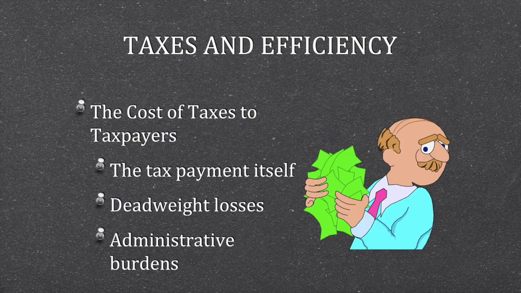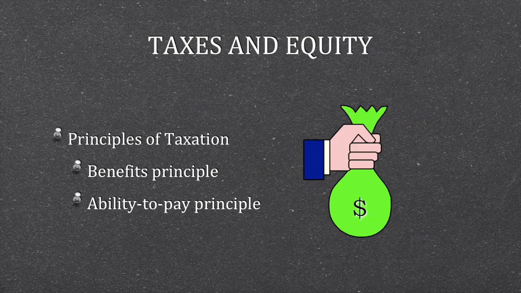Taxes and efficiency. There really are a couple of different ways to think about efficiency. The real cost of a tax isn't just the tax payment itself. It's the tax payment, the dead weight loss, and the administrative burden. When it comes to taxes and equity, what we're really talking about is how fairly or how evenly the tax is divided throughout society. And there are a couple of different ways to think about this. There's the benefits principle and the ability to pay principle.